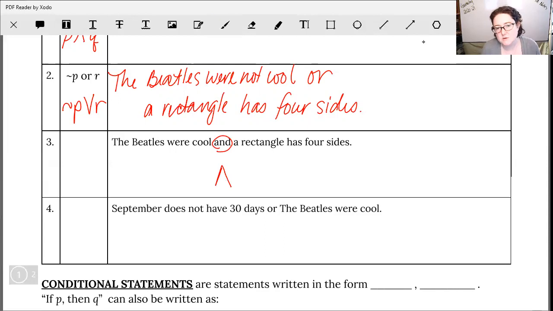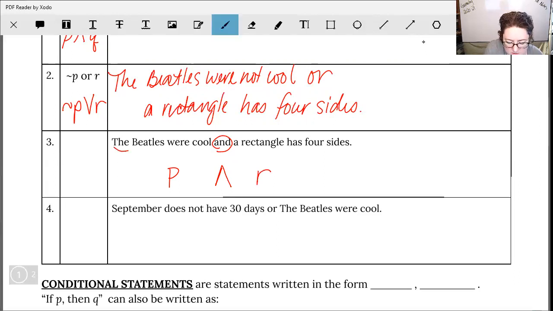So then all I need to do is figure out what are the variables that stand for the Beatles were cool and a rectangle has 4 sides. And we actually used both of those in our previous statement. So the Beatles were cool, that's going to be the same as statement P, which you have at the top of the chart. And a rectangle has 4 sides, well, that was our statement. So if we translate from words back into symbols, that goes a whole lot further.